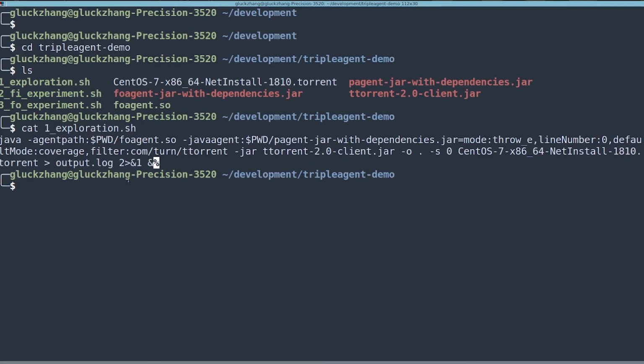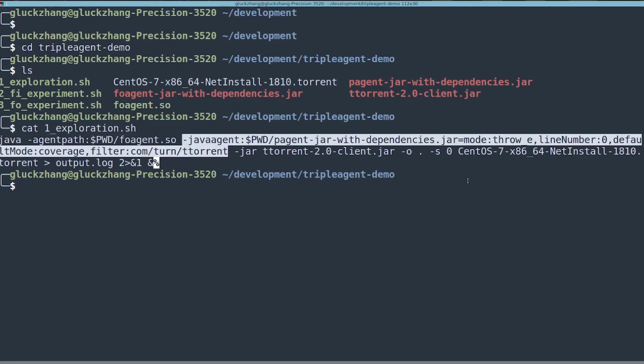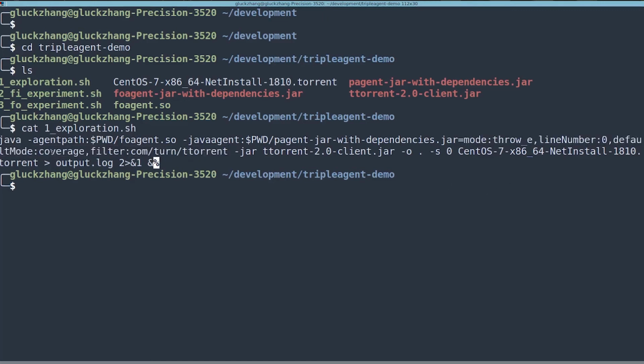And then we attach the monitoring agent and the fault injection agent with some parameters. The mode is throw exceptions. So it gets a list of the possible positions based on the methods, based on their throw keywords. And then we could indicate the location of the perturbations. The default mode is coverage, so this means we just output some information without really injecting exceptions. We could change it to throw exceptions if we would like to conduct experiments.